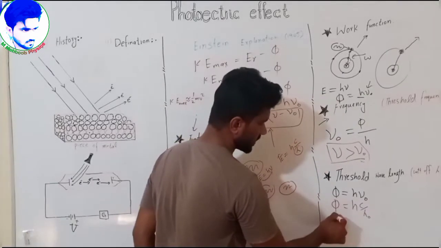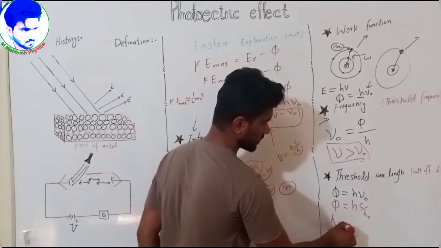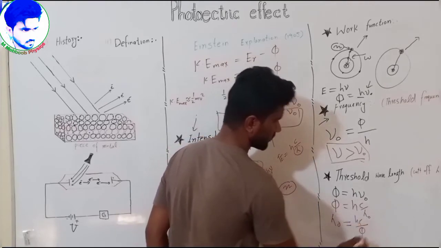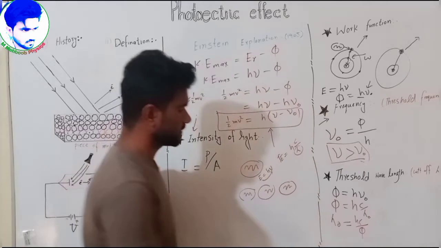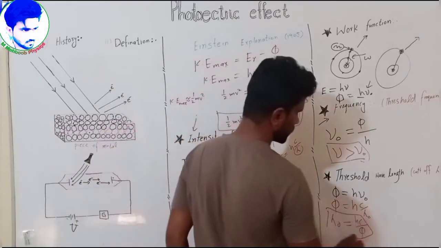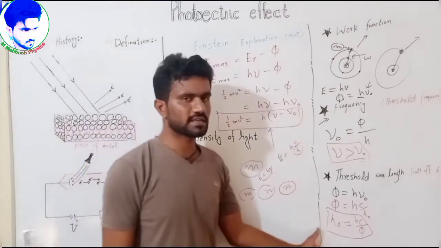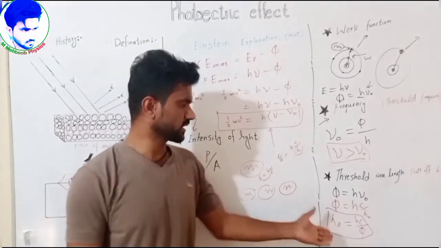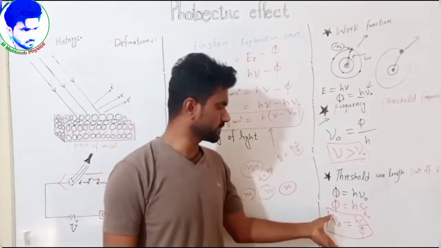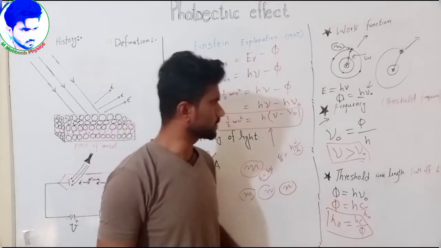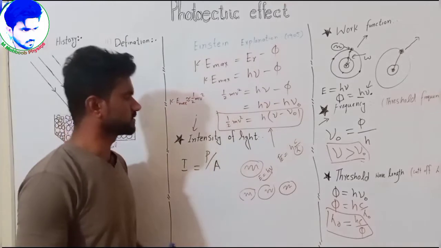And we can find its value as lambda naught is equal to hc divided by phi. That is the value of the wavelength. I mean to say that the maximum wavelength at which the photoelectric effect can be performed has this value: lambda naught is equal to hc divided by phi, where phi is the work function of the metal.